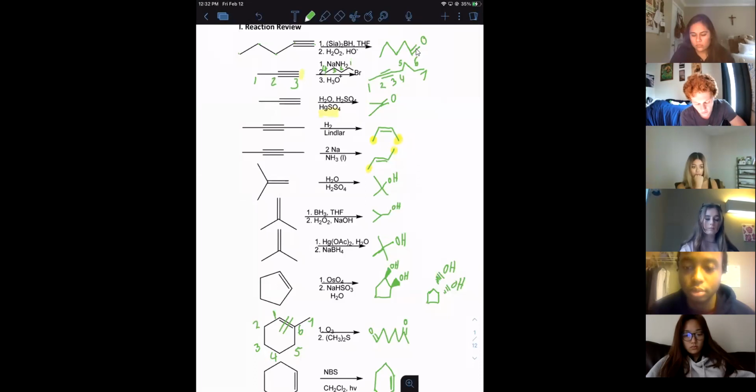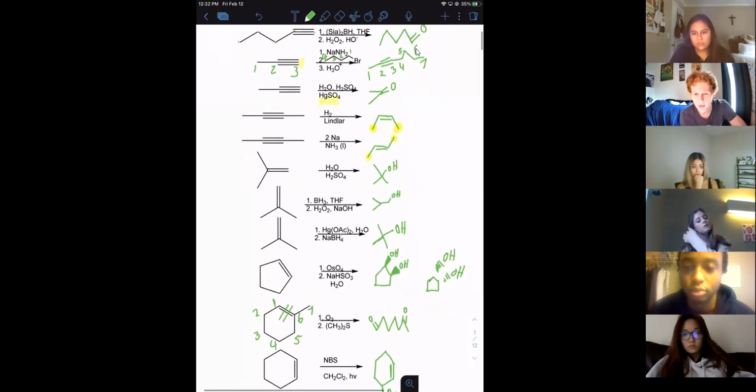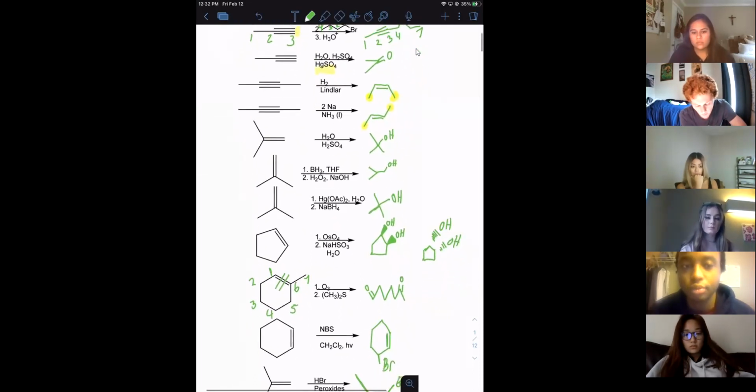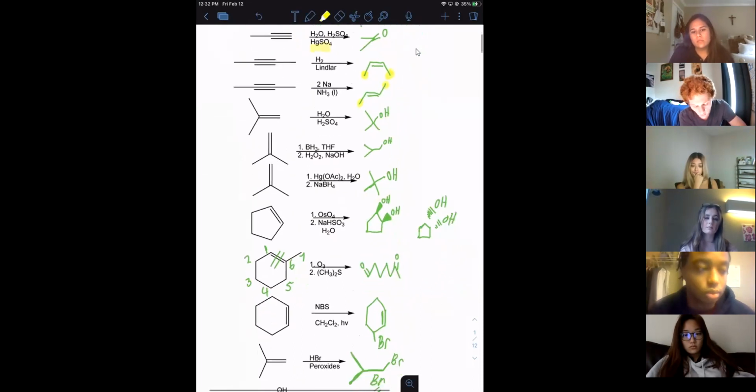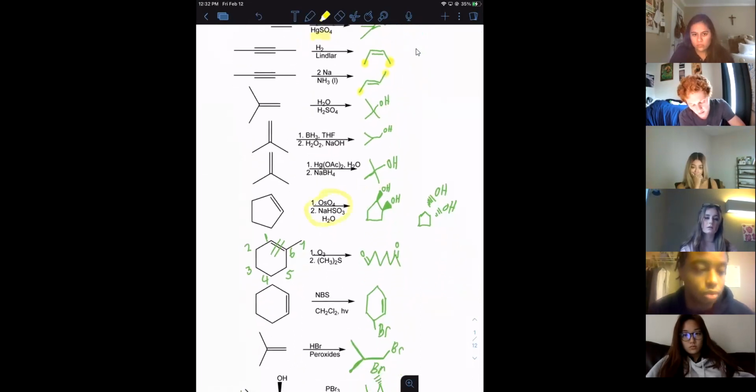So do you guys have any questions there so far? No? Good. Moving on down, we got oxymercuration, which is just going to add a concerted Markovnikov alcohol. Then we've got osmium tetraoxide, which is going to add syn-diols. So across a double bond, it's going to add alcohols on both sides of the plane.